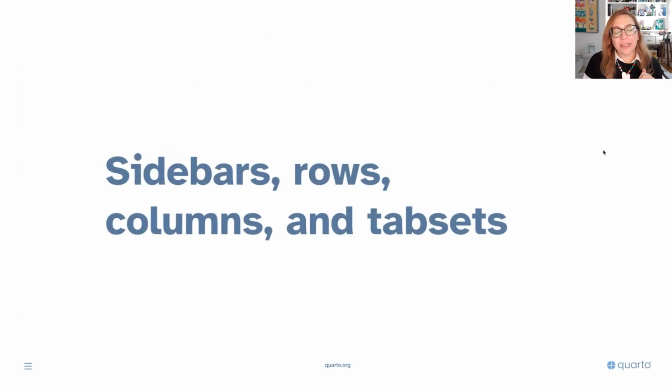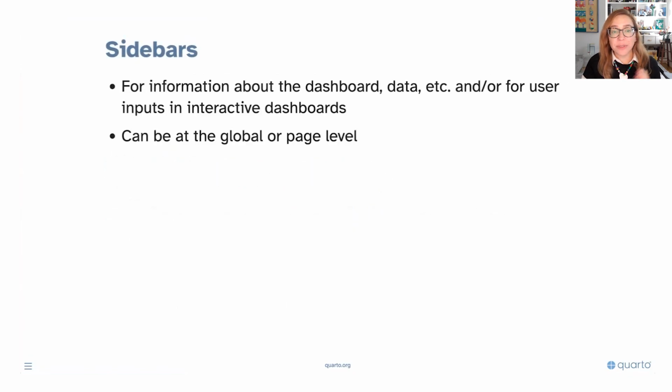Next, let's talk a little bit about sidebars, rows, columns, and tab sets. So sidebars are going to be for information about the dashboard or your data, or as we said earlier, for user inputs and interactive dashboards. They can be at the global level, so shared across each of your pages, or they can be at the page level as well.